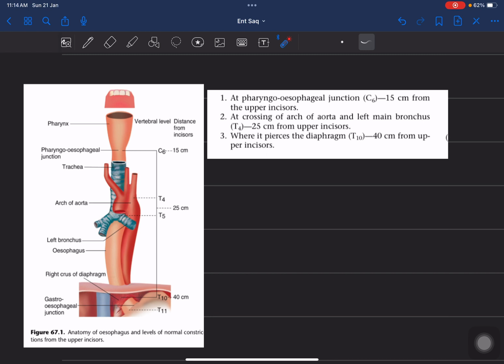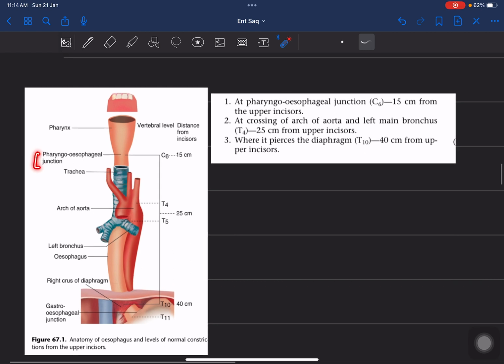Now what are the three constrictions? The first is at the pharyngoesophageal junction, and this is at a distance of 15 centimeters from our upper incisor. Why are we taking the upper incisor as reference? Because the upper incisor is immobile, whereas the lower incisor is mobile, so we take the distance from the upper incisor. So from the upper incisor, the pharyngoesophageal junction, the first constriction, is at 15 centimeters.